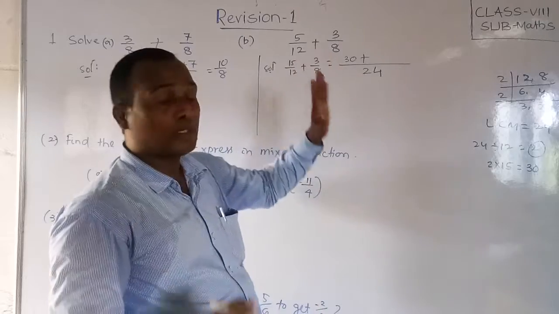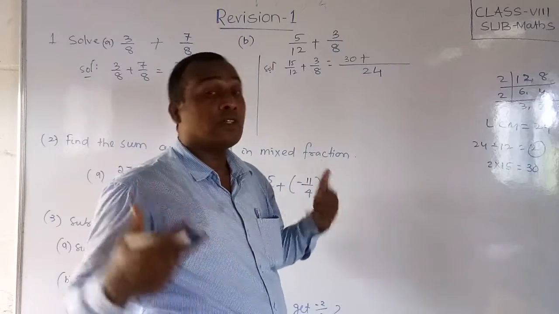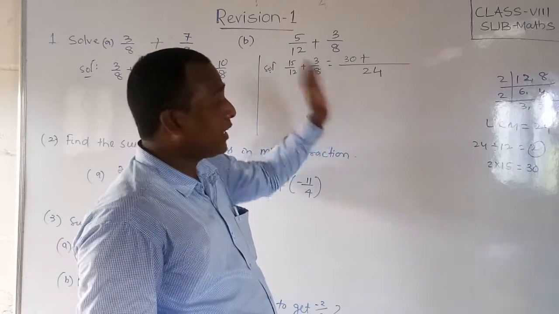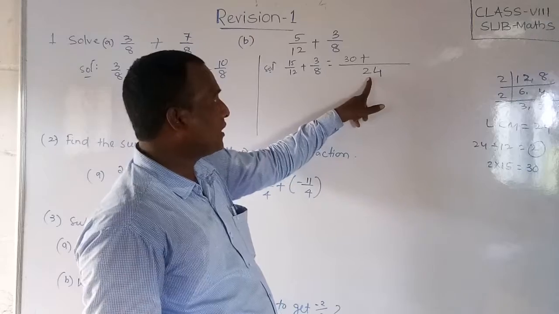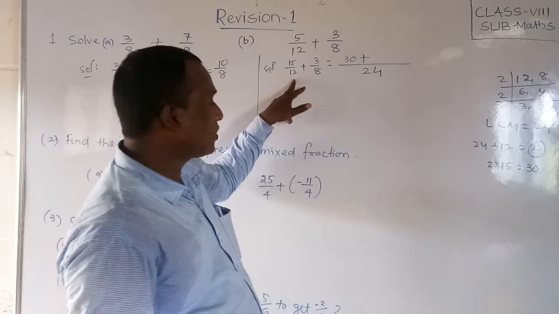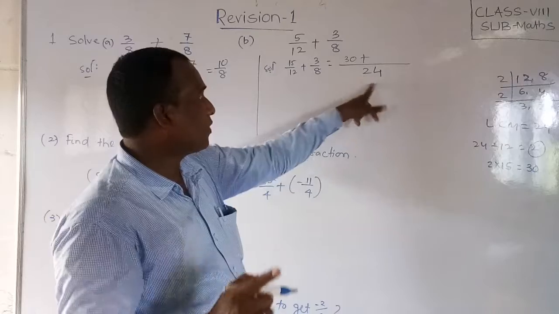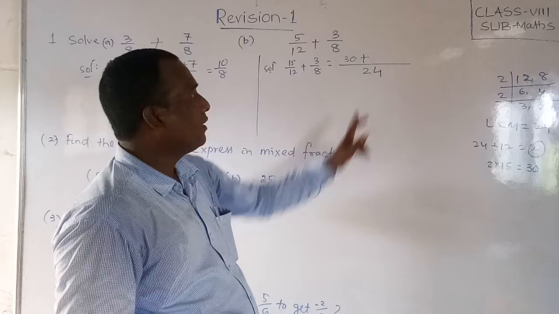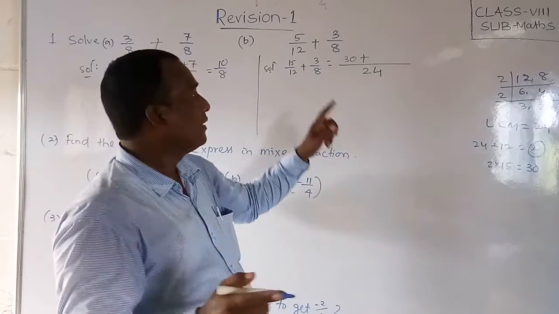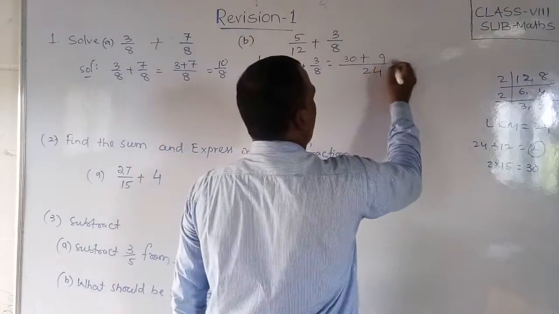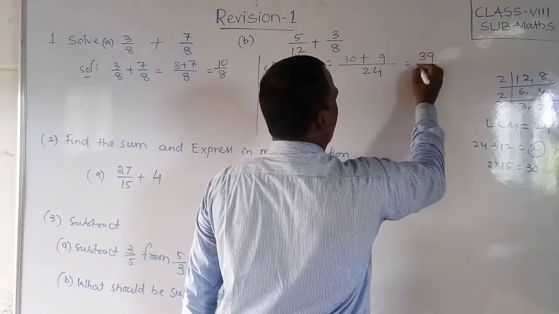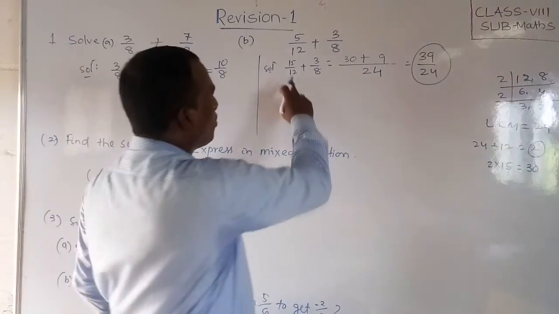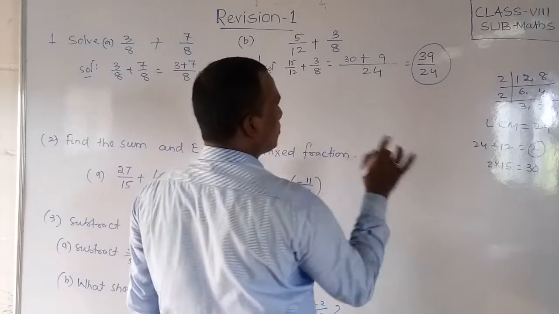Don't do the cross multiplication way. Don't do that. It is a wrong method and you will get more confusion. This is simple, the same thing only: take the LCM, write it here, then divide 24 by 12, which gives 2. 2 into 15 is 30. Same way, 24 divided by 8 is 3, and 3 into 3 is 9. So it is equal to 39 by 24. This is our answer. Some students may do it with multiplication, also we can do that, but don't do it that way.